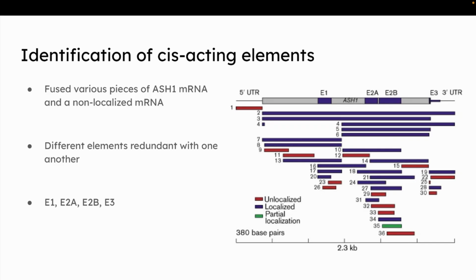mRNA that didn't contain the other three sequences had to have this entire sequence. You can see that 26 only has a bit. They lost the front here, and that wasn't enough. And so they found that the smallest possible section of this mRNA was just this little part for E1. And then the same thing for the rest, E2A, E2B, and E3. And you just need one of these for localization. So this was very important in determining where exactly on this gene the localization signal is, if you will.